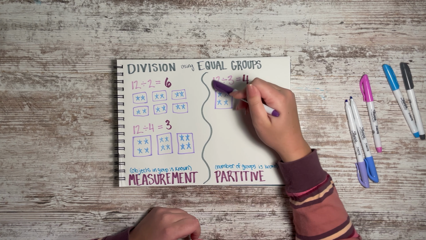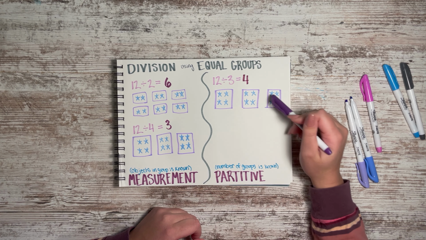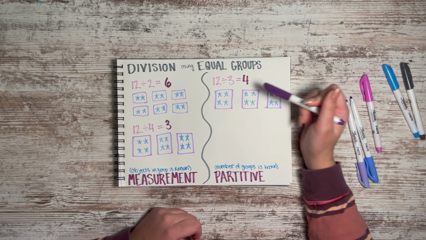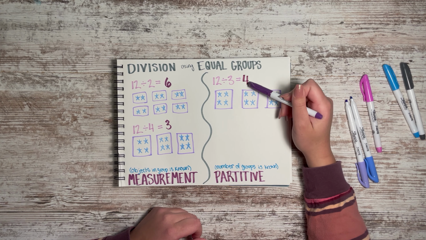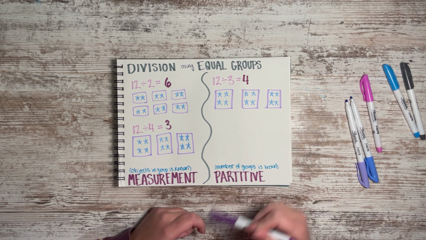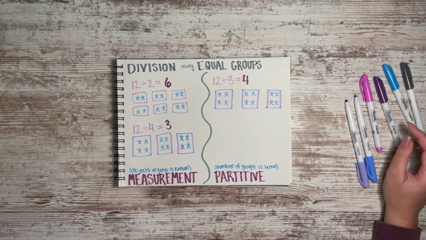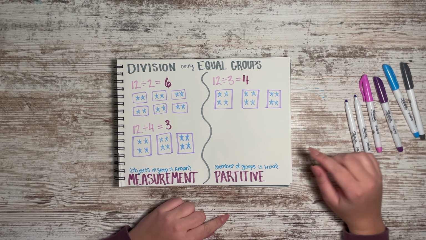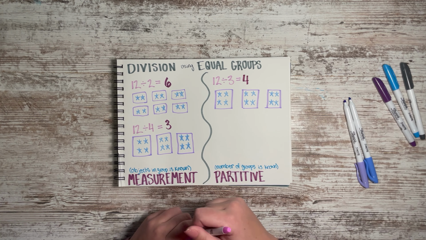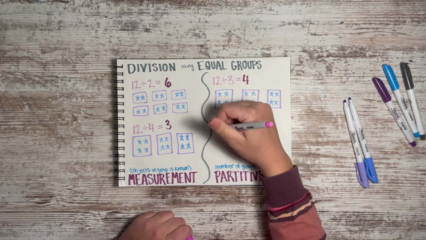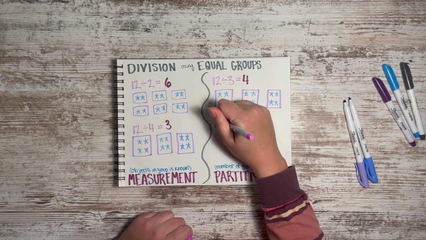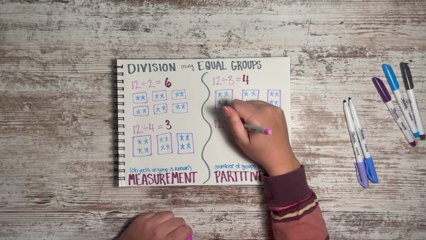So we took the number of stars total and divided them up into 3 groups to find that there were 4 stars in 3 groups, which makes 12 stars total. Now let's practice this same strategy using 12 divided by 6. Alright, 12 divided by 6.